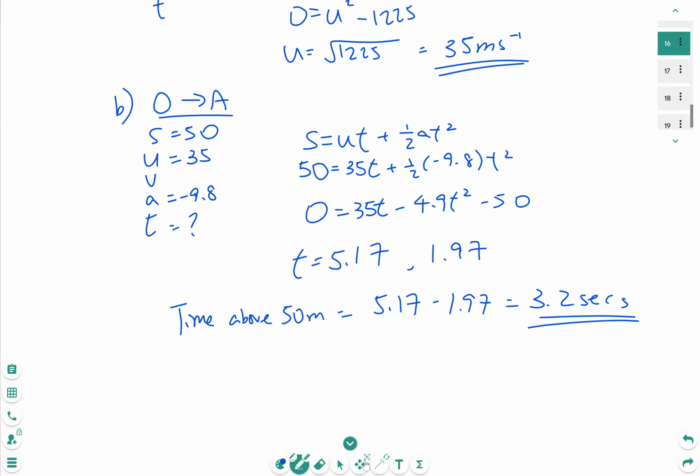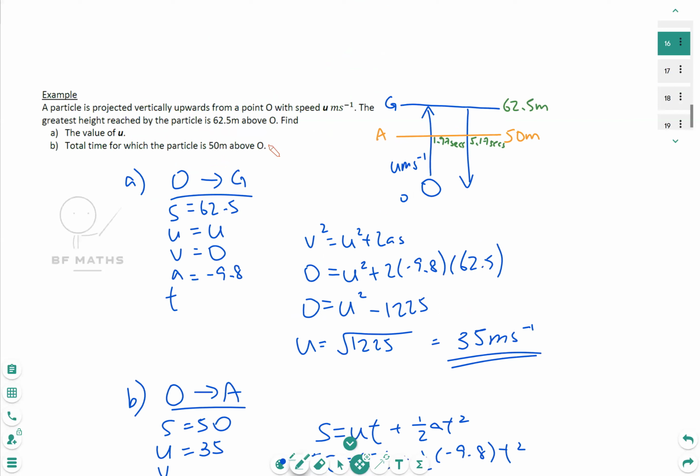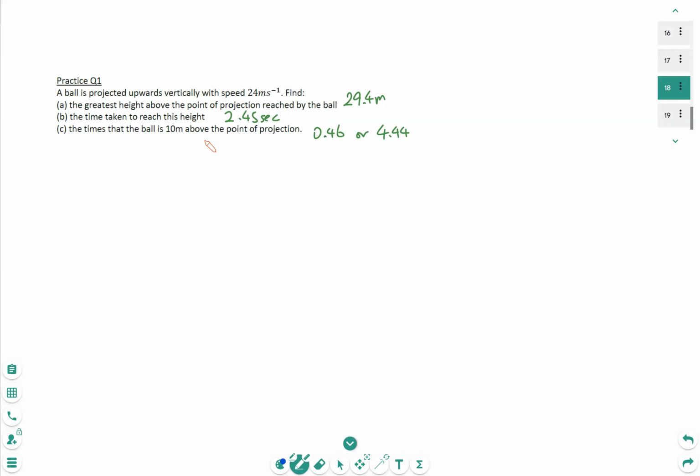Unlike the previous one, where they're asking you for the total time the particle is 50 meters above O. So that's the difference. This one is asking you for the times, so you can judge by the plural form of the word time that there are two answers. If you got it right, then move on. If you didn't, I'll go through the answer. Question A, so let's go for it.